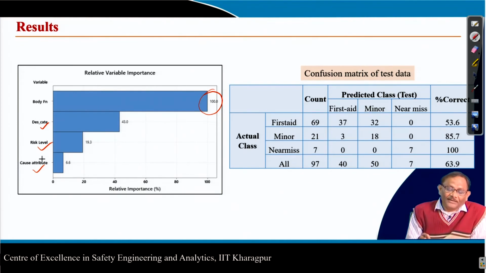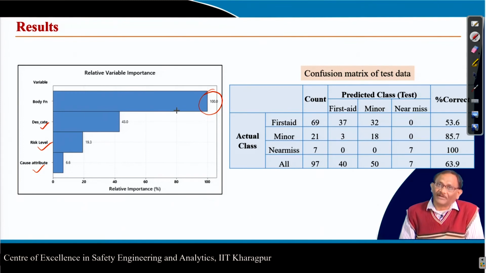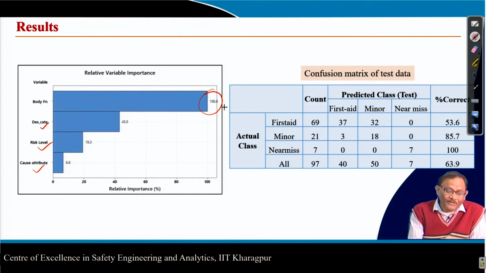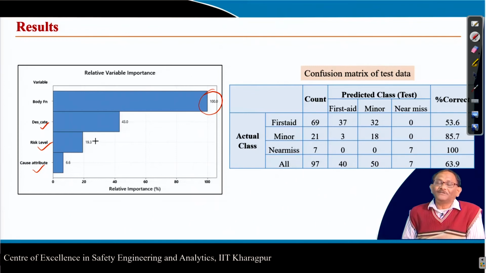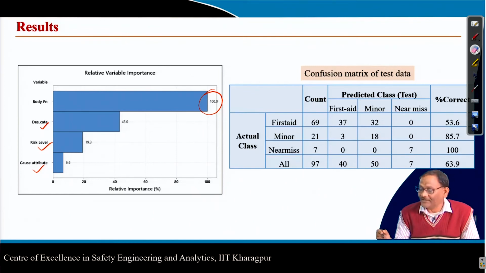The contribution in terms of impurity reduction by body function is considered to be 100, and then accordingly other contributions are normalized. So if the contribution by body is 100, then the designation score is 43, risk level score is 19.3, causal attribute score is 6.4. Activity and medium of injury have not taken part in this particular classification tree.